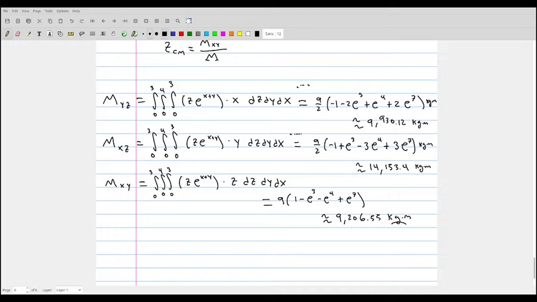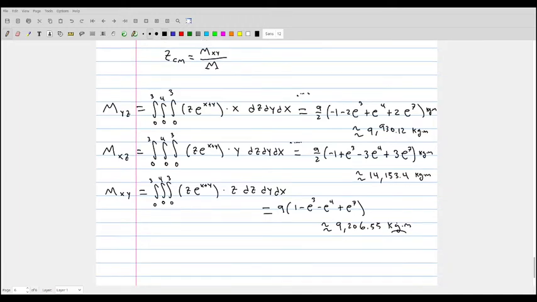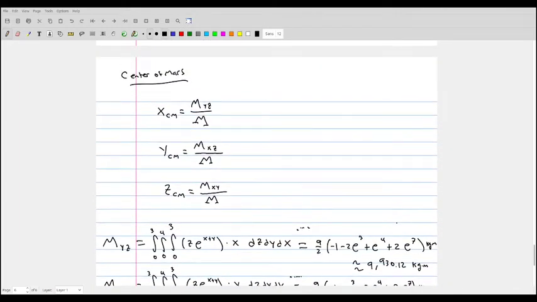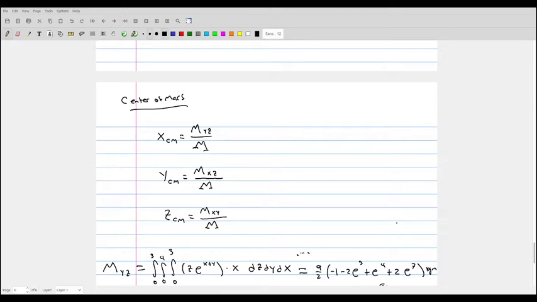And so when we go through and plug all of these values in to our center of mass formula, which we can directly do, because the center of mass coordinate for each ordinate is just the relevant moment divided by the total mass of that region. We can go through and actually compute each one of these values. We have m and we have all of the moments.